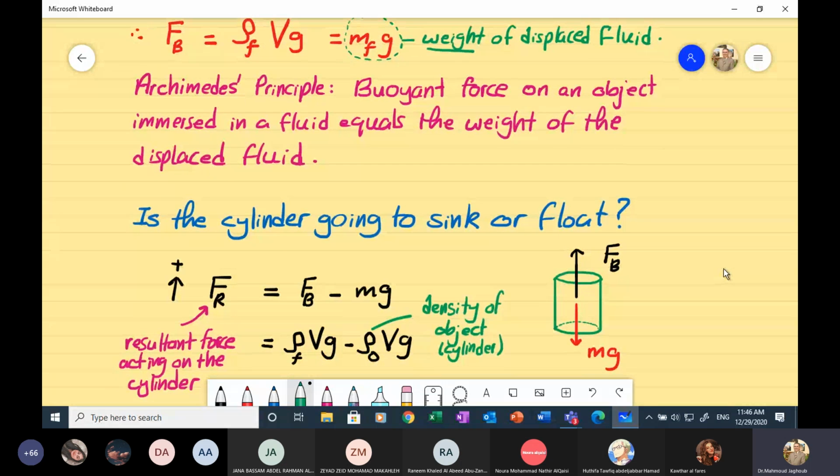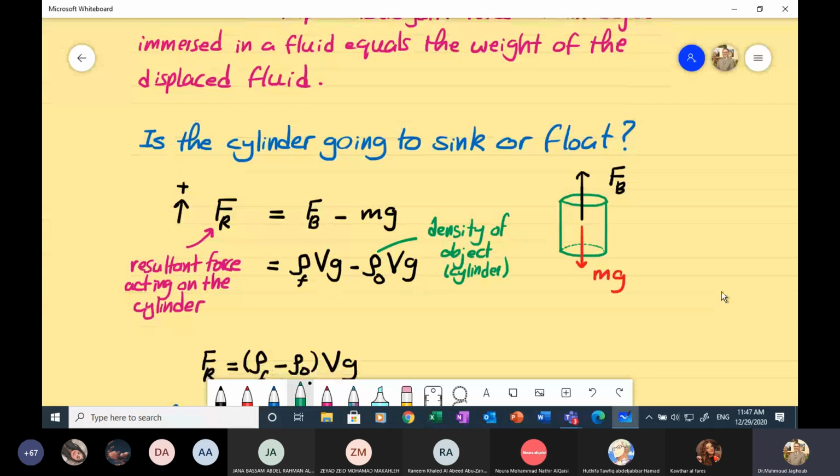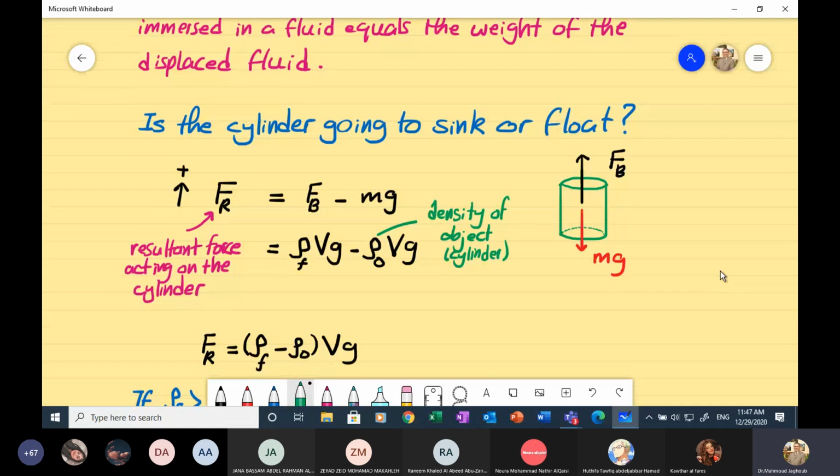So the more fluid the object displaces, the larger the buoyant force that acts on it. The larger the volume of the displaced fluid, the larger the buoyant force. Why is it displaced? Because you placed the object inside the liquid, so the liquid gets displaced. The larger the volume or the mass of that fluid, the larger the weight and the larger the buoyant force. So this is Archimedes' principle.